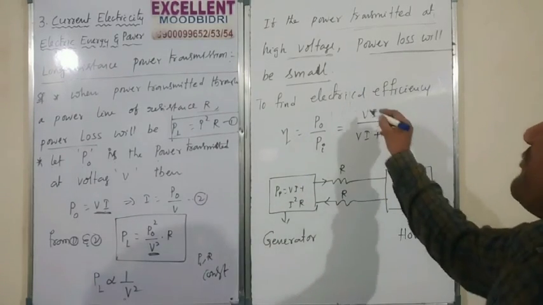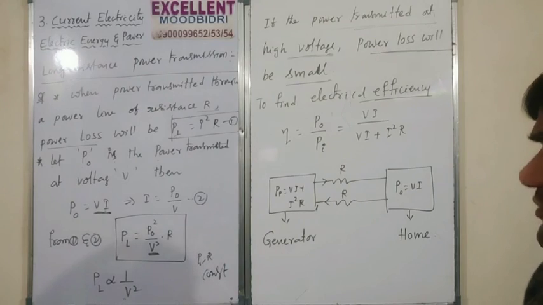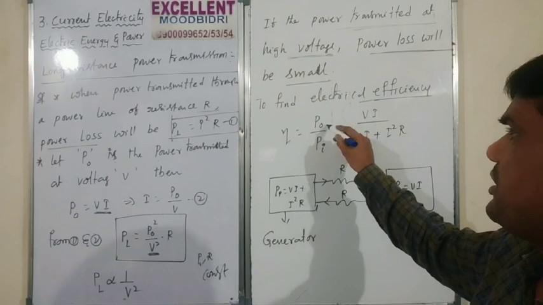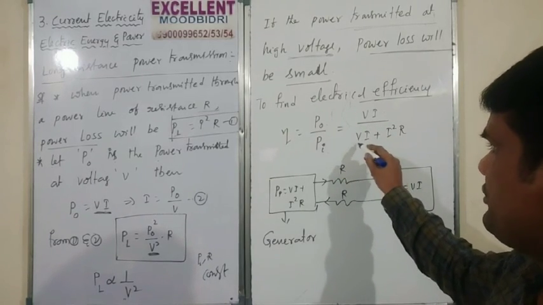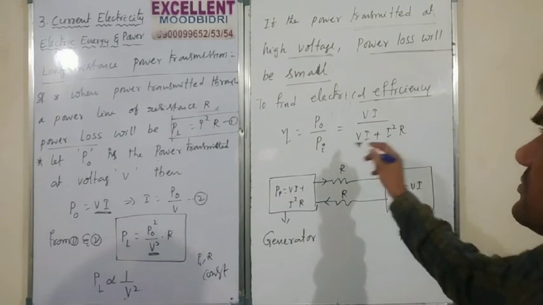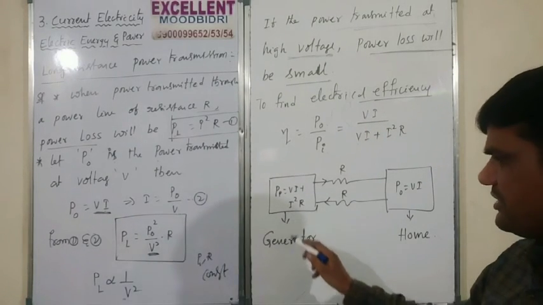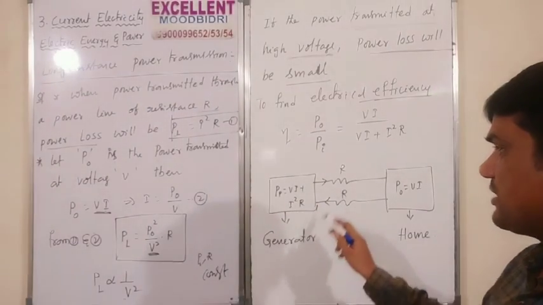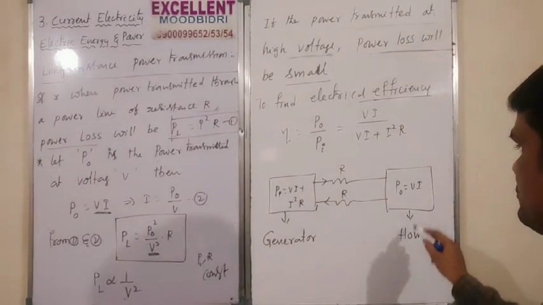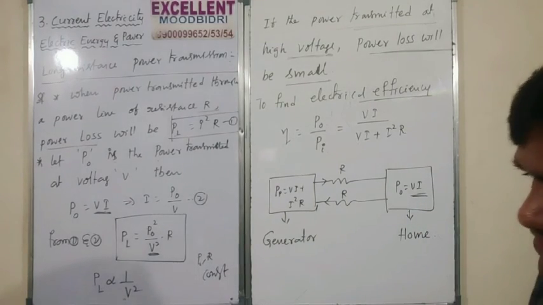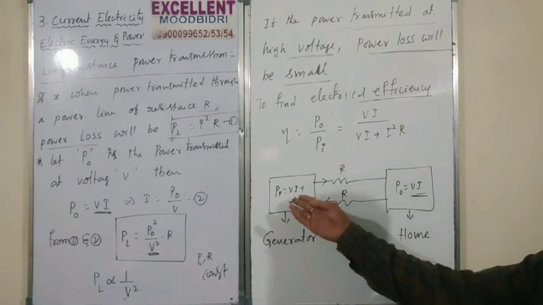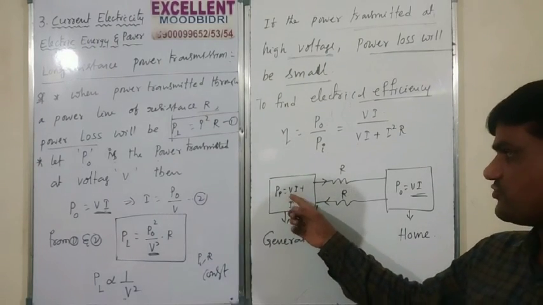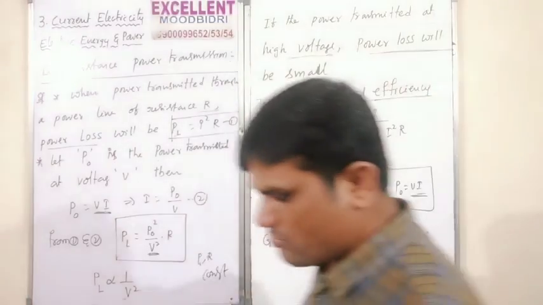Now, efficiency of power. Efficiency of electrical power, we can represent as eta is equal to P output by P input. P output is equal to VI, P input is equal to VI plus I square into R. That is the efficiency formula. You can observe here at the generator, P input is equal to VI plus I square into R. At home, these are the consumers. We will consume this much current. This is the power dissipated. Power generated here is VI plus I square into R. This is the power concept.